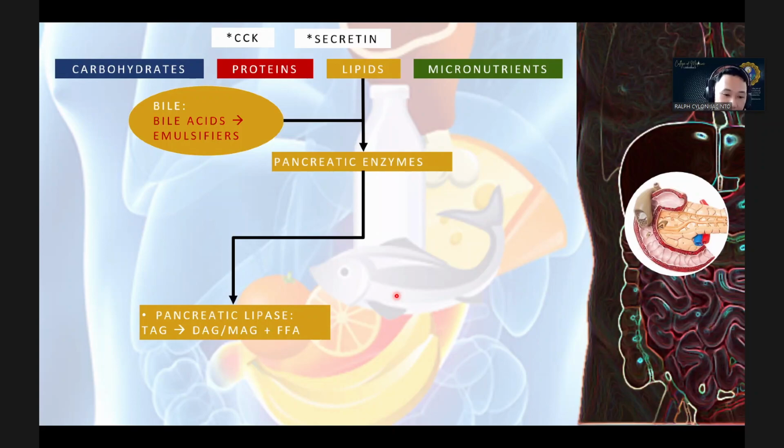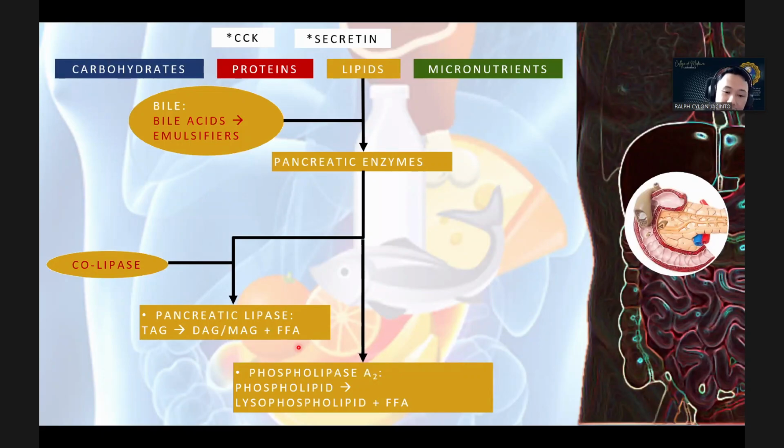So you have your pancreatic lipase, which also needs the action of your colipase. Diba? So your colipase here, it's a factor that increases the action of your pancreatic lipase. So the action of your pancreatic lipase would be as follows. It breaks down your triglycerides into a di or monoglyceride, freeing up your fatty acids. Next, another pancreatic enzyme is your phospholipase A2, which hydrolyzes your phospholipid now, freeing up your fatty acid. And then you have this lysophospholipid as a product.